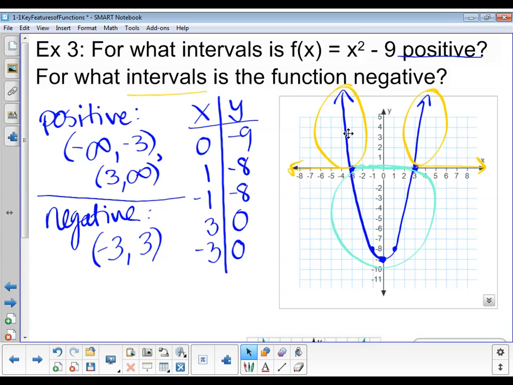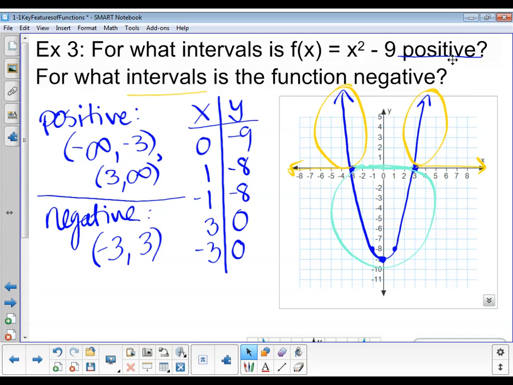It is a U shape. When you connect it, make sure that you don't have any sharp edges with it. It should be kind of rounded at the bottom. So then we have the positive, and we have intervals where it's negative. Now, when we name the intervals, we're actually looking at the x values.